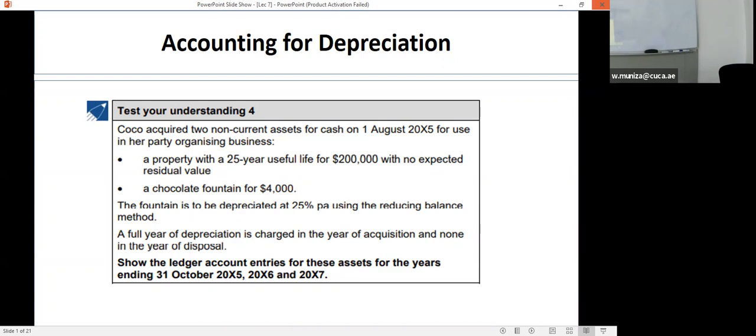$200,000. On the same date, we are going to pass another accounting entry for the other asset as well. So separate accounting entries are going to be passed. So the second, we are going to write over here, which asset has been purchased? Chocolate fountain, non-current asset, chocolate fountain account, and credit will be again cash, bank or payables account. What is the amount, students? $4,000. Clear up to here?